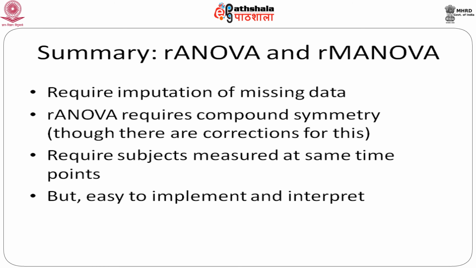So, this is the summary of rANOVA and rMANOVA, which require imputation of missing data. The rANOVA requires compound symmetry, which is a very ideal situation that normally does not occur. They also require subjects measured at the same time points, but are easy to implement and interpret. There are some other modern strategies which need some more foundational concepts, like the generalized estimating equation, maximum likelihood estimation procedure and imputation technique.